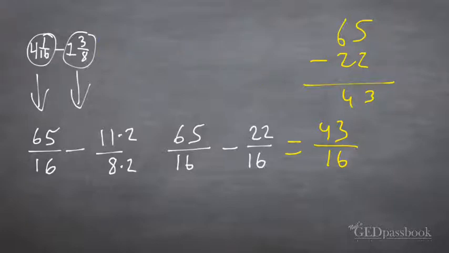So there's your two ways of subtracting and adding mixed numbers. I'll let you guys convert that on your own. I'll let you simplify that and convert that on your own. Any questions?